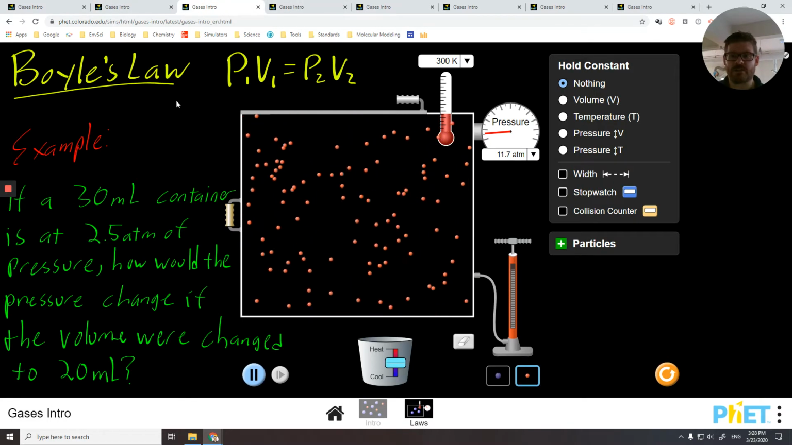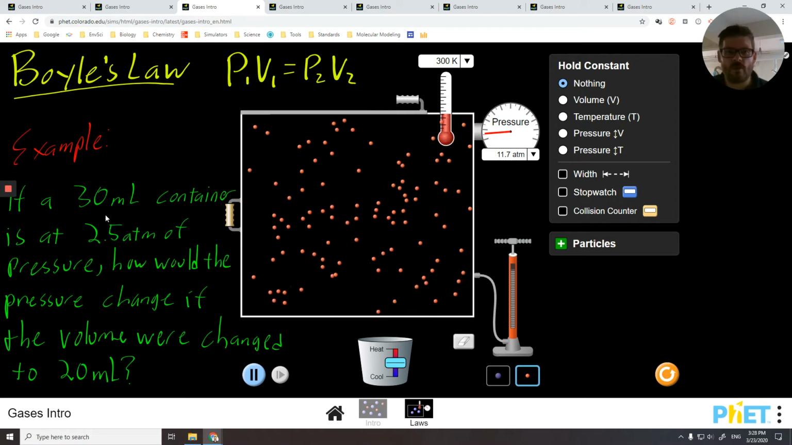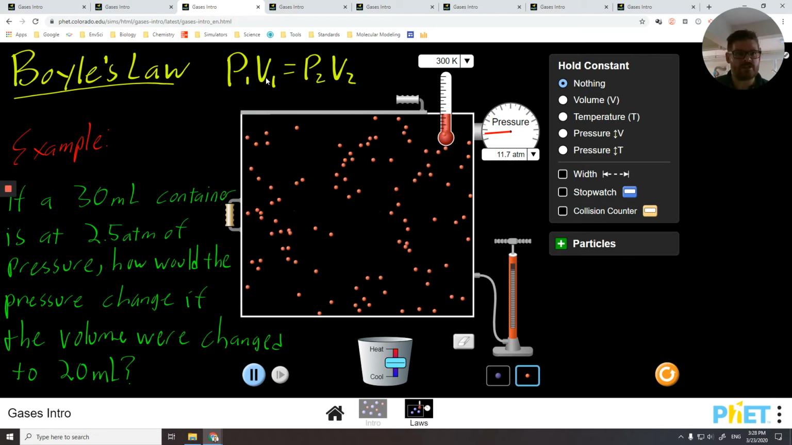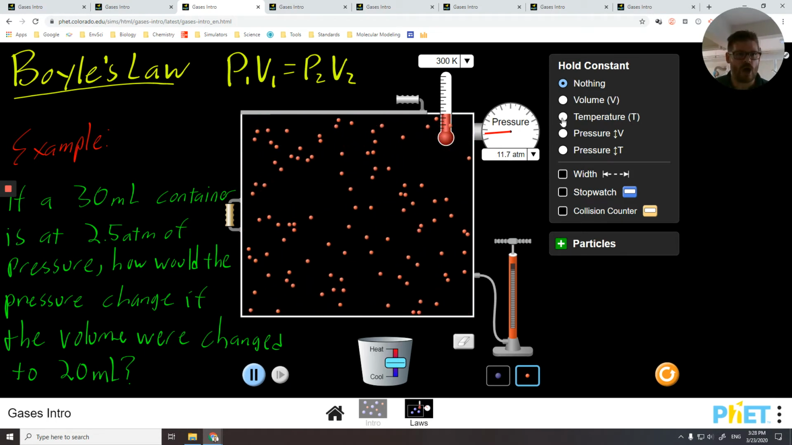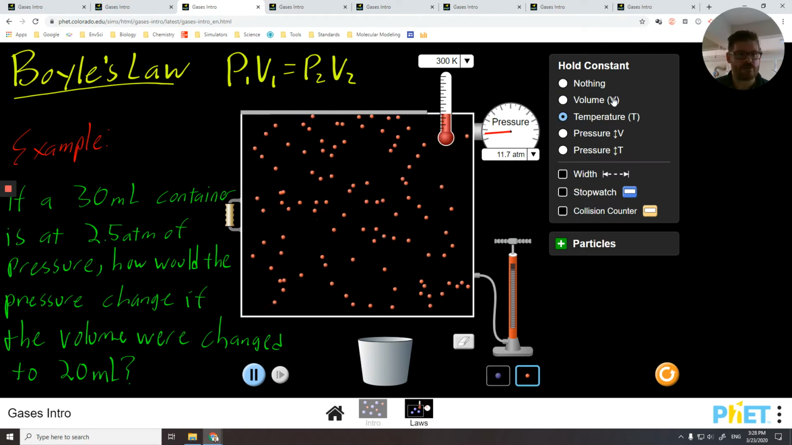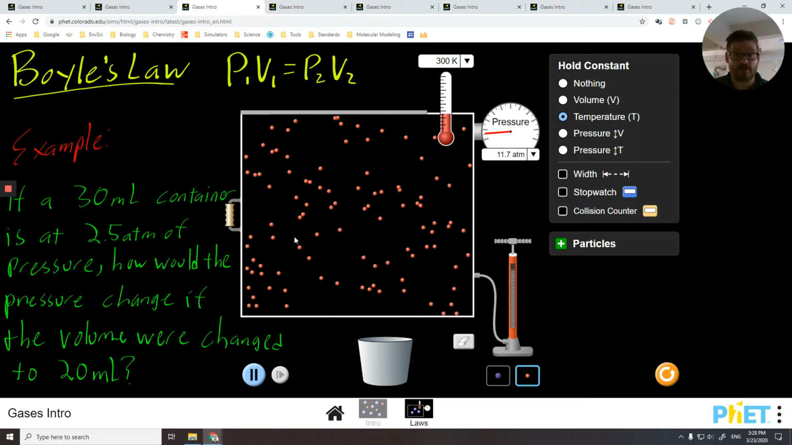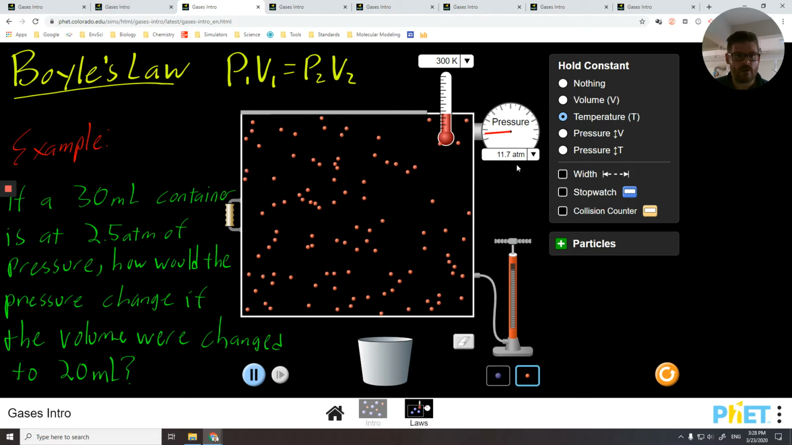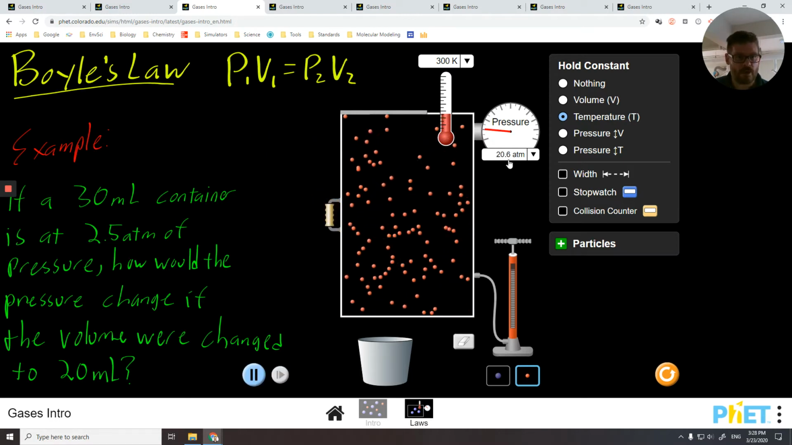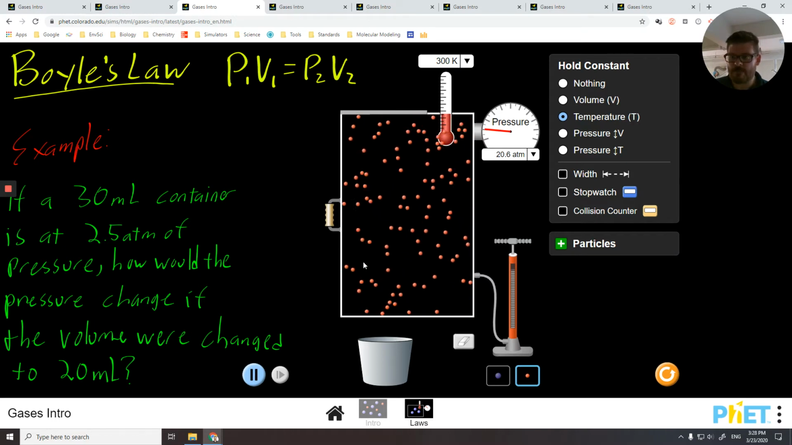We can look at this in terms of our equation, an example here. The way this has to work is that if pressure and volume are going to change, then we need temperature to be held constant. So we're going to click on this right here, and that's going to hold temperature constant no matter how much I change the volume of my container. Okay? Notice again how by doing that, if I shrink this, the pressure is going to increase even though the temperature stays the same.